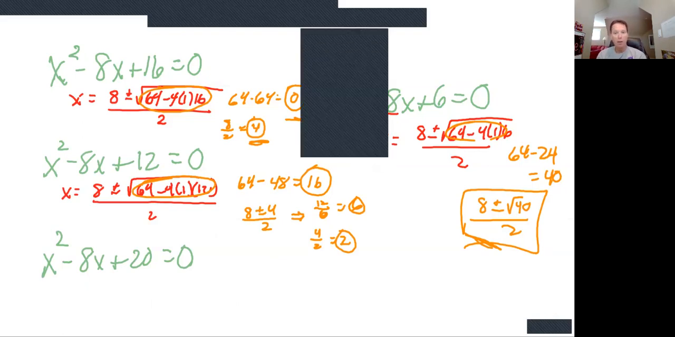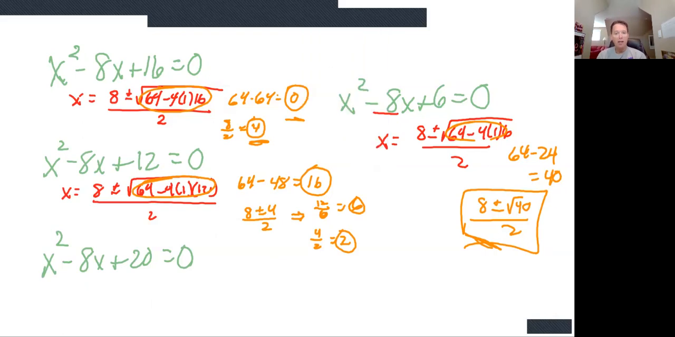So real quick, we have a situation where the number under the radical was 0, and we ended up with 1 answer. We have another situation, and these are both the same, where the number under the radical was not 0, it was positive, and in both those cases, we got 2 answers.